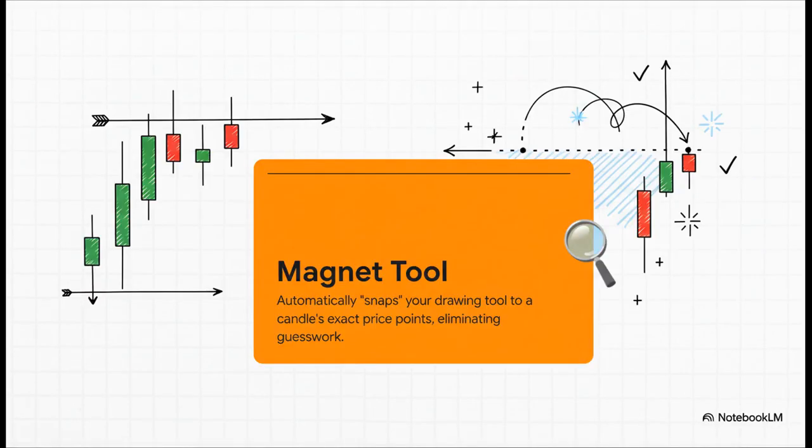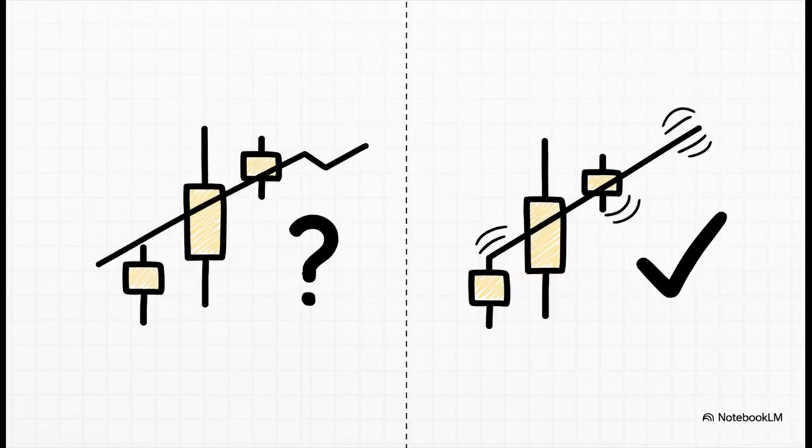Now, to make sure your analysis is dead-on accurate, you have to enable the weak magnet tool. This thing is a brilliant feature. It makes your markings incredibly precise by automatically snapping your lines to a candle's key price points, like the high, low, open, or close. No more close-enough guesswork. This makes your analysis exact. And what's the result? It's simple. You get clean, reliable charts. You'll never have to second-guess if your trend line is exactly on the wick high or low. The magnet tool guarantees a perfectly placed line every single time.